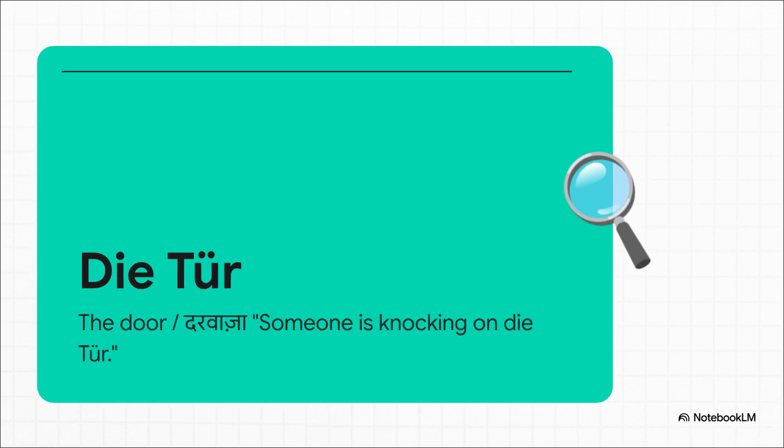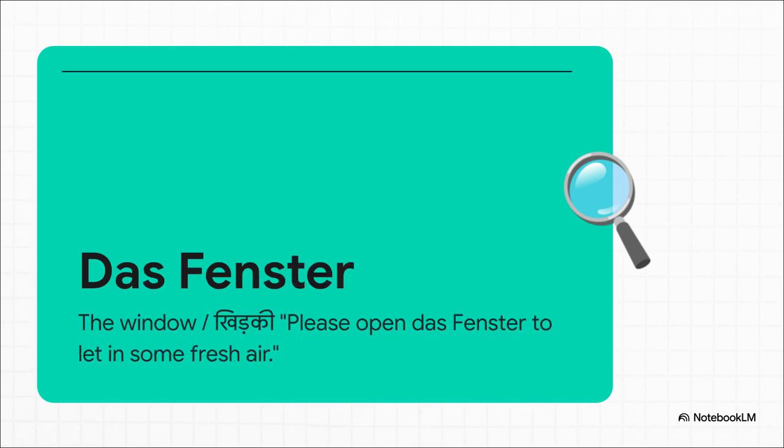Next up, we've got die Tür, the door. Notice this one starts with die. You can easily imagine someone saying, hey, someone is knocking on die Tür. And to complete our first little set, we have das Fenster, the window. A perfect example is, please open das Fenster.